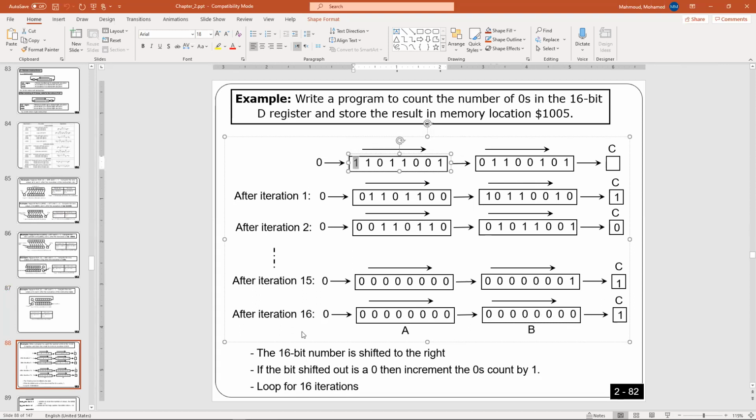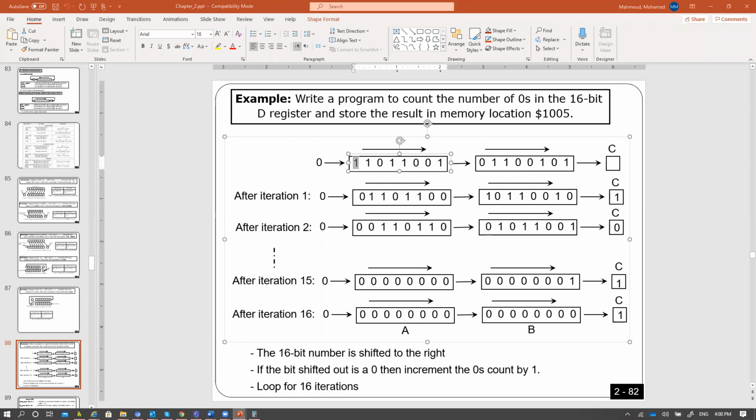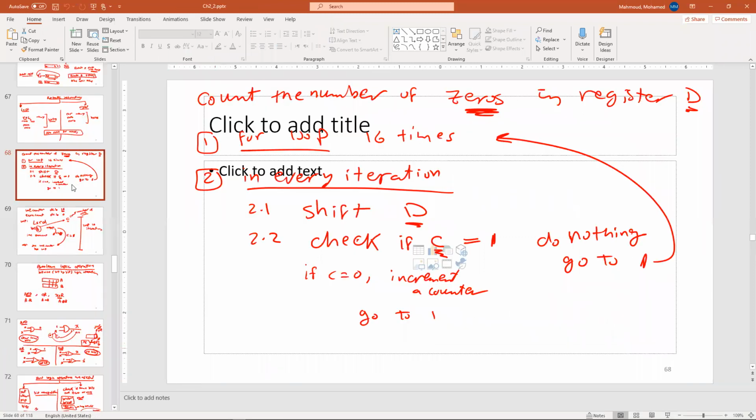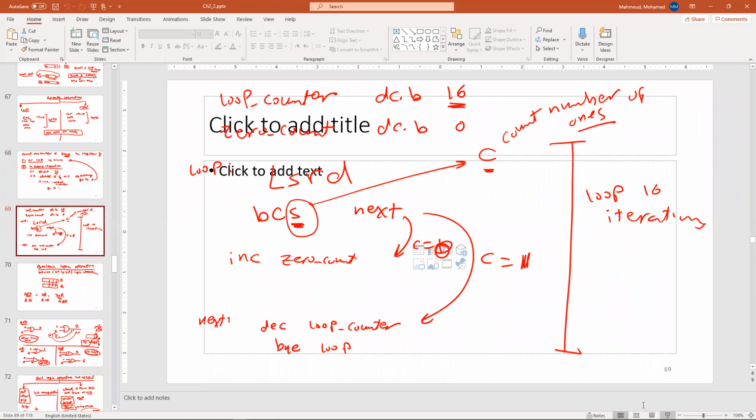Because if you see here, in every shift, I insert a 0. So here I insert a 0. Now after 2 shifts, after 3 shifts, and so on. After 16 shifts, we have 16 zeros. And the last bit, the most significant bit, is now the carry. I already tested all of them. Okay, guys? So let's explain how it works, how I can do the program.